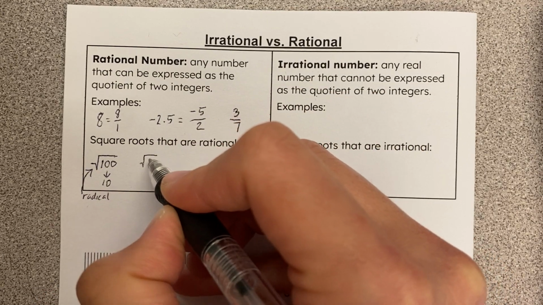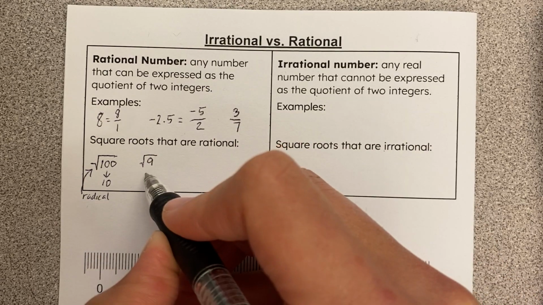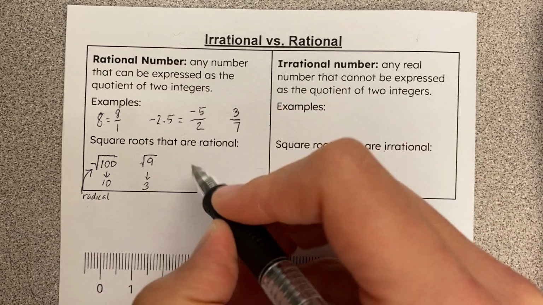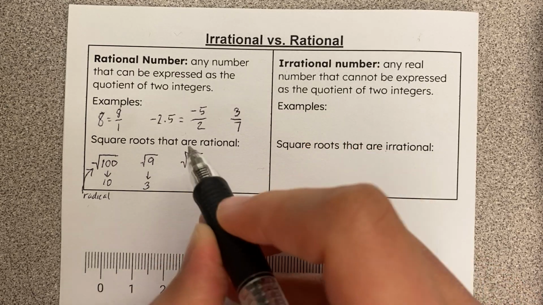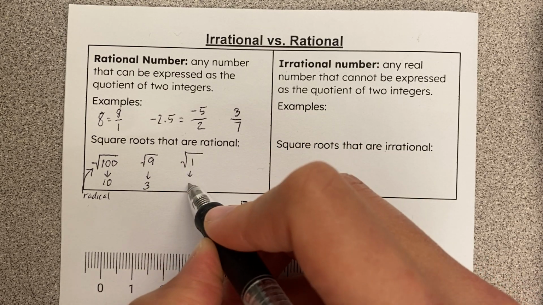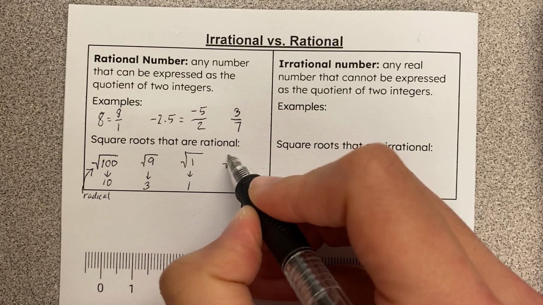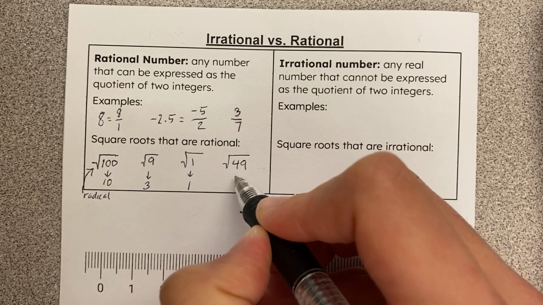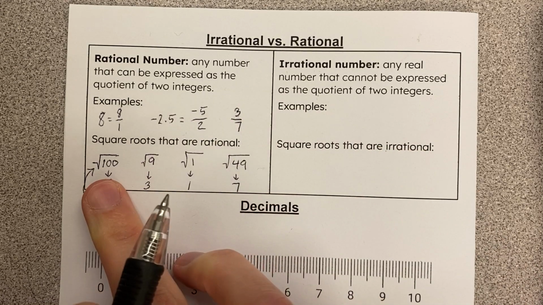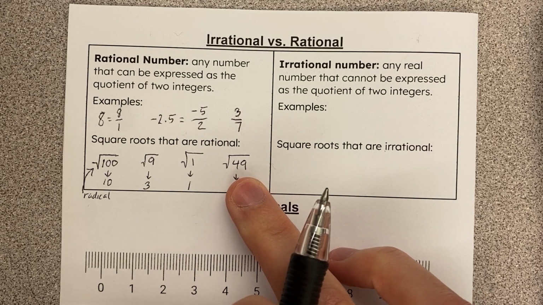Or the square root of 9 is rational, because what's the square root of 9? It's 3. Or the square root of 1 is rational, because what's the square root of 1? 1. 1 times 1 is 1. And let's do one more. What's the square root of 49? That would be 7. These are all rational numbers, okay?